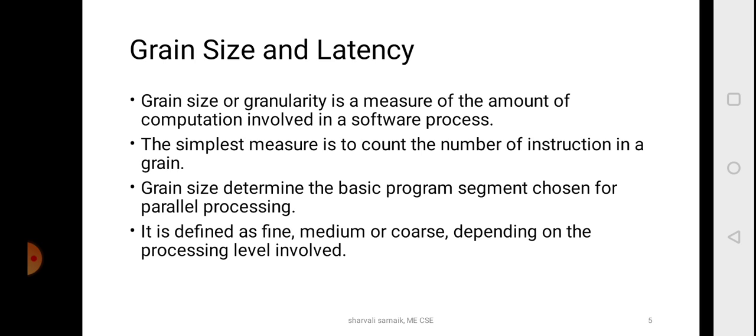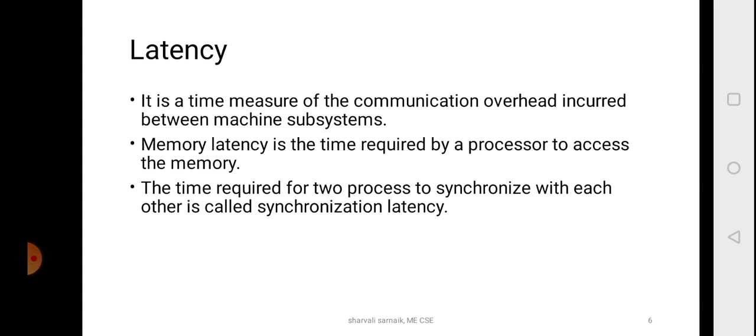Grain size or granularity is a measure of the amount of computation involved in a software process. The simplest measure is to count the number of instructions in a grain, that is, in the program segment, and the grain size determines the basic program segment chosen for parallel processing. Grain sizes are commonly described as fine, medium, or coarse depending on the processing level involved. So we have seen what grain size is.